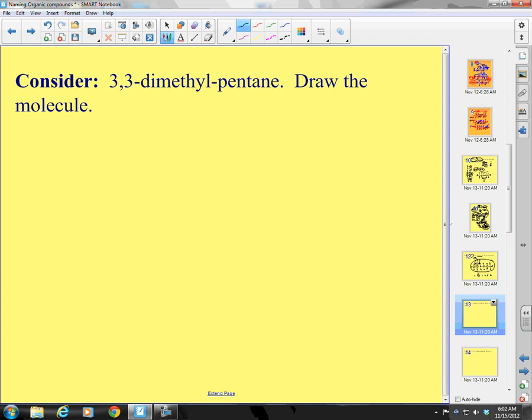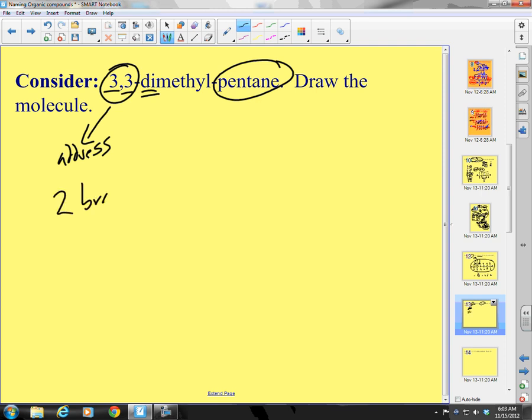3,3-dimethylpentane. Okay, what's different here? I have my pentane, but now I have 2 numbers. And I also have something else here. When I have 2 numbers, that still tells me my address: where do the branches go? Since it says 3 twice, that means I'm going to have 2 branches. Now, what are those 2 branches?